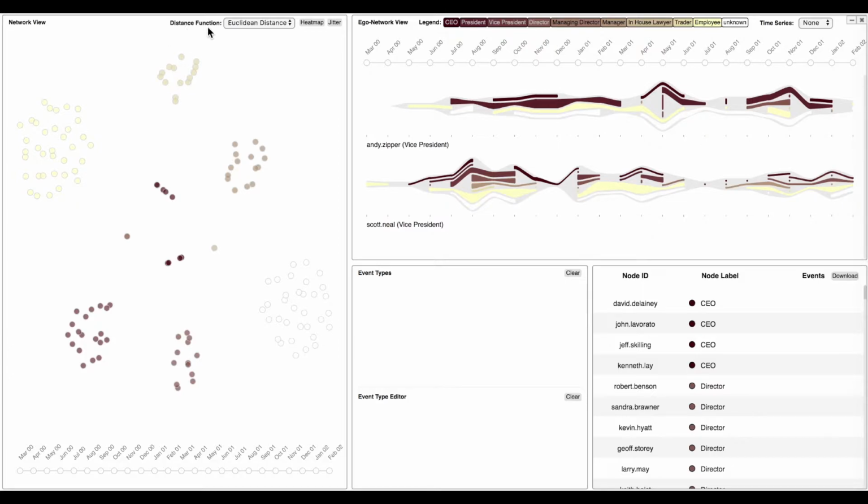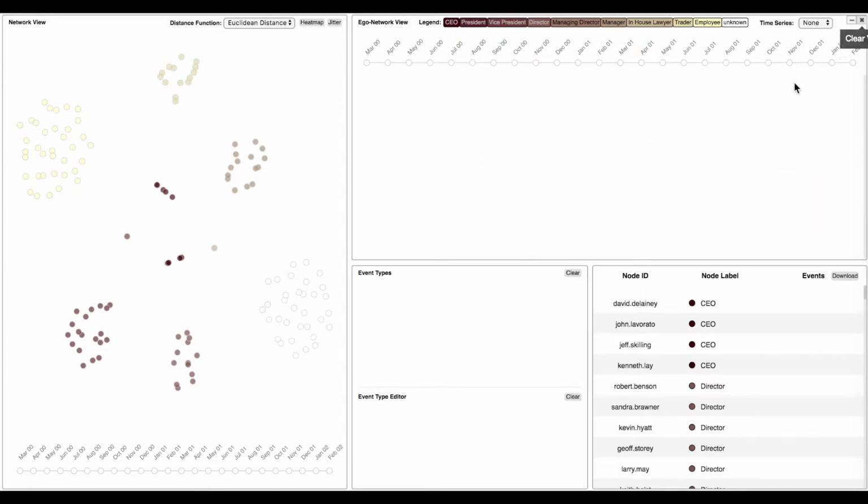Let us consider how a network analyst can analyze the Enron dataset using Segue. Each dot in the network view represents the dynamic ego network of an employee. Darker dots represent upper-level employees. To begin with, she wants to understand the size fluctuation of the dynamic ego networks.